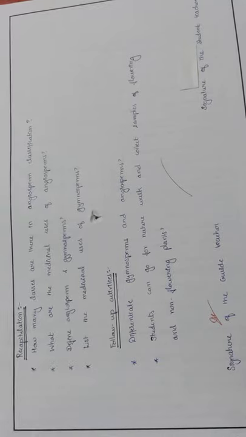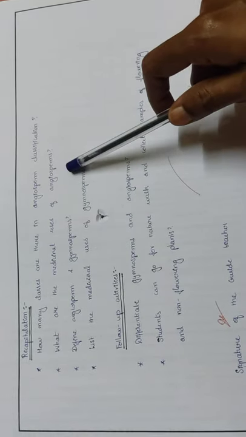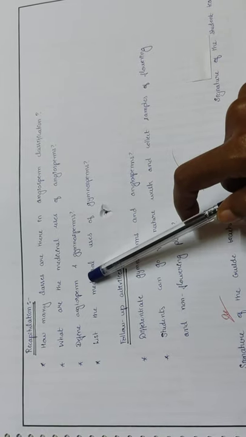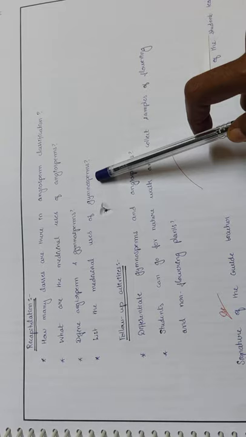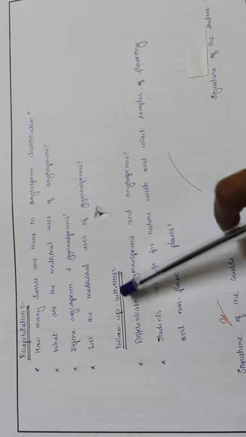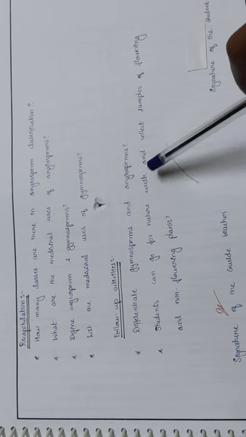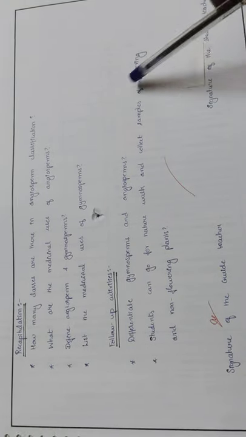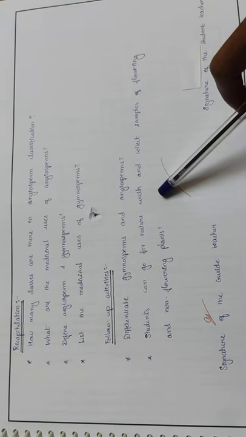Here comes the recapitulation part. How many classes are there in angiosperm classification? What are the medicinal uses of angiosperms? Define angiosperm and gymnosperm. List the uses of gymnosperms. Follow-up activities: differentiate gymnosperm and angiosperm. Students can go for a nature walk and collect samples of flowering and non-flowering plants. This can also be given as a follow-up activity.